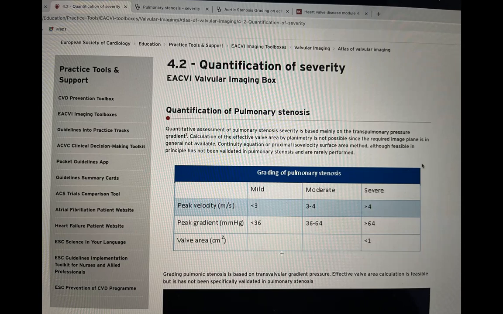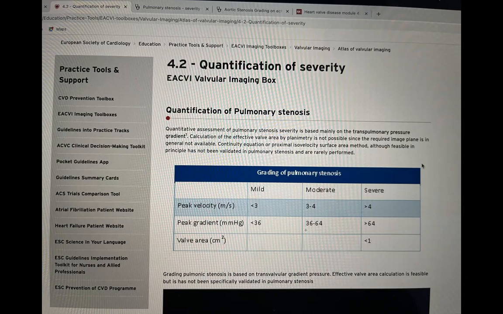So intervention is usually started if the gradient is more than 40, right? Yes, 40 mm of Hg pressure gradient across the valve, but the pressure in the right ventricle more than 60. This we should know. If we tell this much basic, I think it's enough. Also any patient who is symptomatic will be considered for intervention.